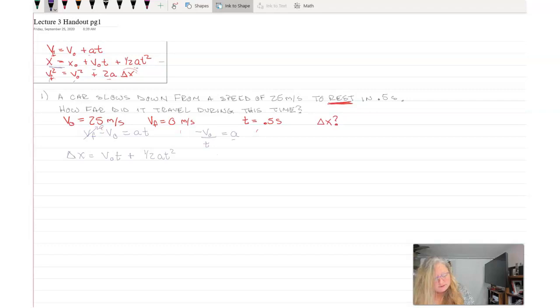So I can make this substitution then and say that my delta x then equals v naught t plus 1/2 a, it's this piece, 1/2 negative v naught over time times time squared. And if I want, I can go ahead and simplify that. I can notice that I have a square here and a time at the bottom, so I can rewrite this as delta x equals v naught t, and that negative is going to come out minus 1/2 v naught t.